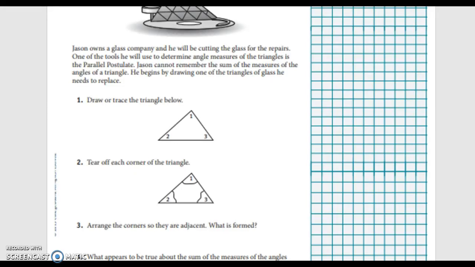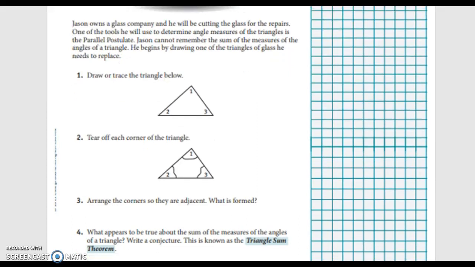Jason cannot remember the sum of the measures of the angles of triangles. He begins by drawing one of the triangles of glass he needs to replace. So, number 1, in your book, please draw or trace the triangle below. So we're just getting used to working with triangles. It's a little rough trace, but that's okay.